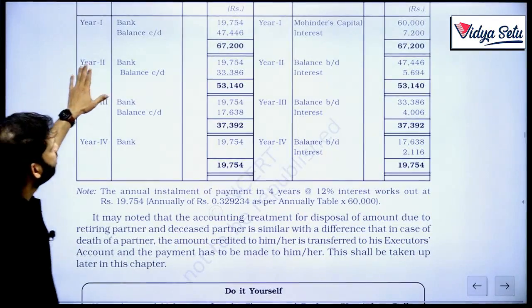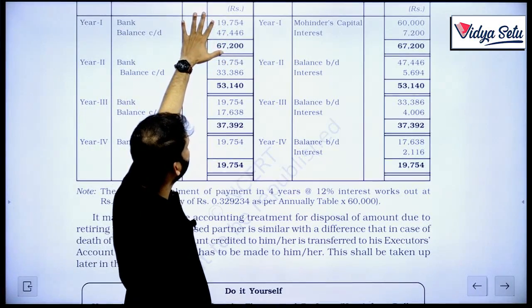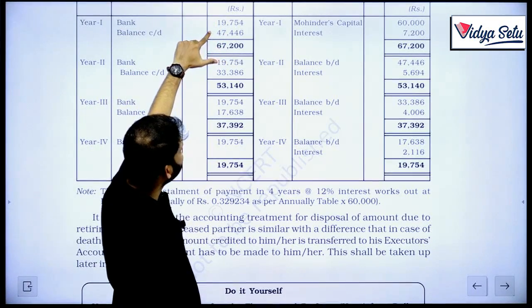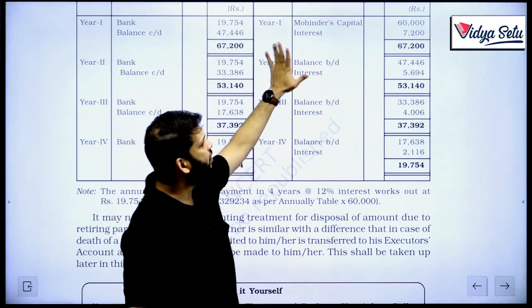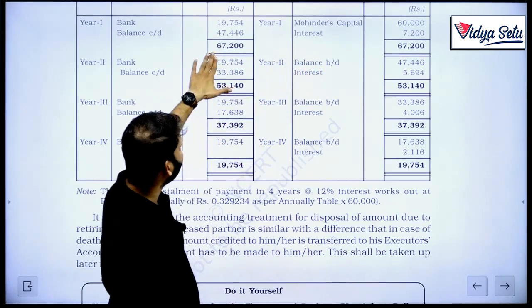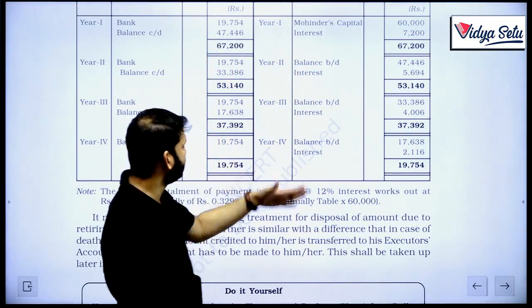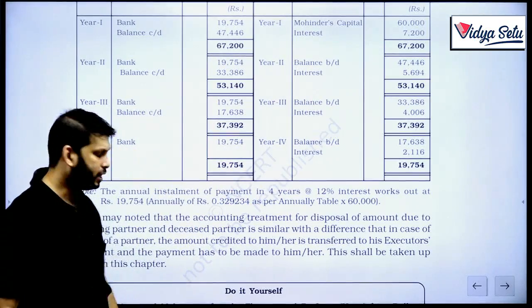Now we know that 19,194 is the EMI. So every year this much money will go. Whatever is the balance, we will obviously calculate the interest on that. EMI will go that much only. The balance like this we have to calculate.